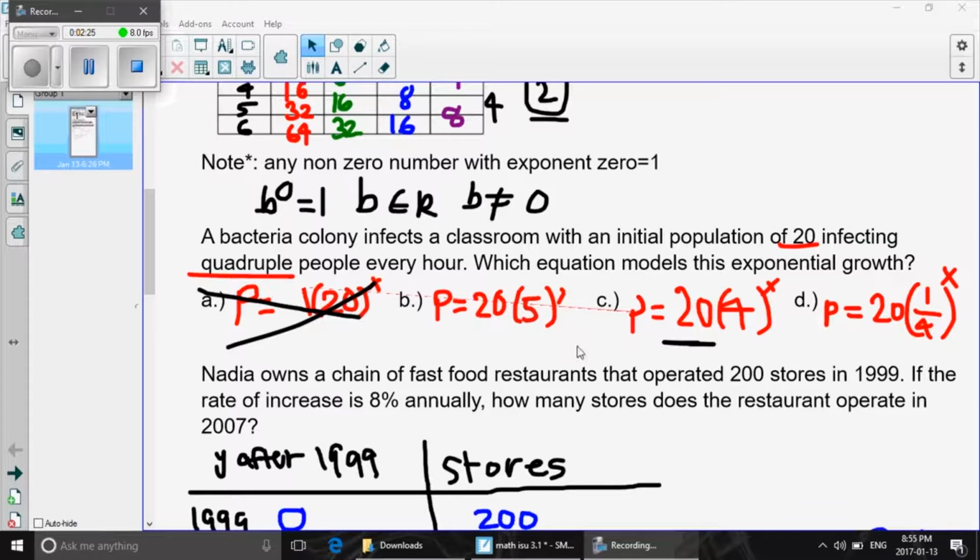The correct answer from these 4 is the second, the one in which it multiplies by quadruple because it infects quadruple people, so this is the amount it's increasing by, and hence you would put it as a second term. So it would be 20 times 4 to the power of x, and x being every hour, so the number of hours.